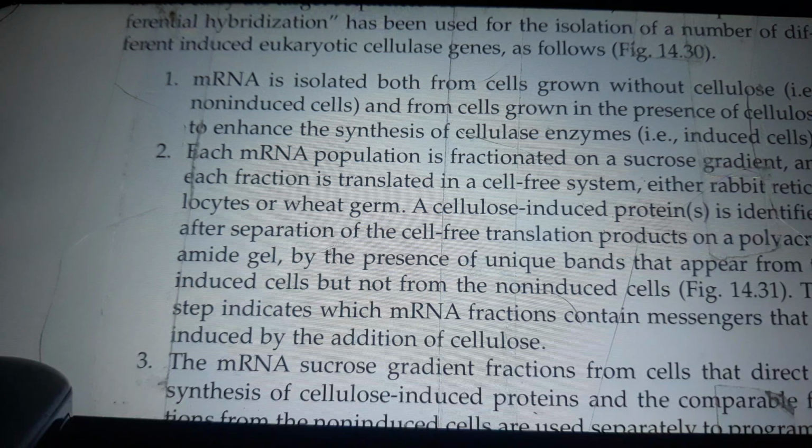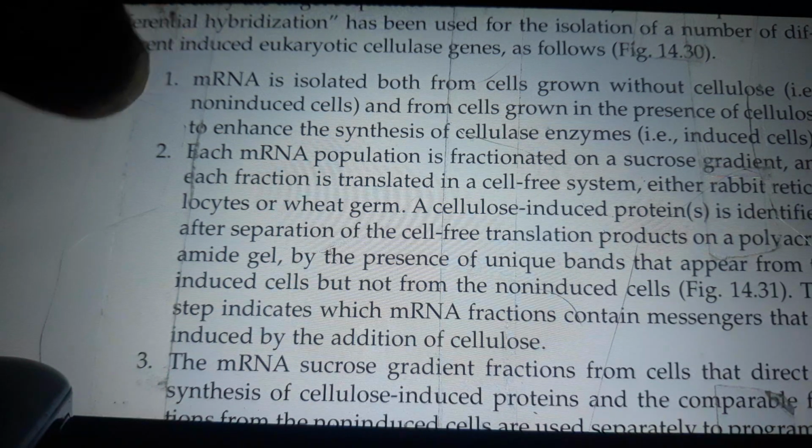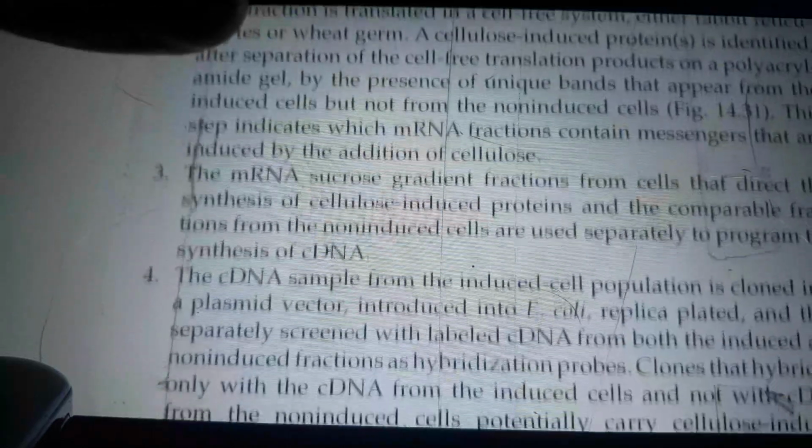Synthesis of cellulose-induced proteins is identified after separation of the cell-free translation products on a polyacrylamide gel by the presence of unique bands that appear from the induced cells but not from the non-induced cells. This step indicates which mRNA fractions contain messengers that are induced by the addition of cellulose.